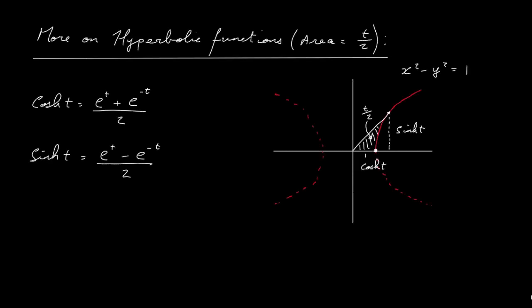Okay, so this is the third video on the introduction to hyperbolic functions. On the left hand side here you can see we have cosh of t is equal to e to the power of t plus e to the power minus t over 2, and sinh of t is equal to e to the power of t minus e to the power minus t over 2.